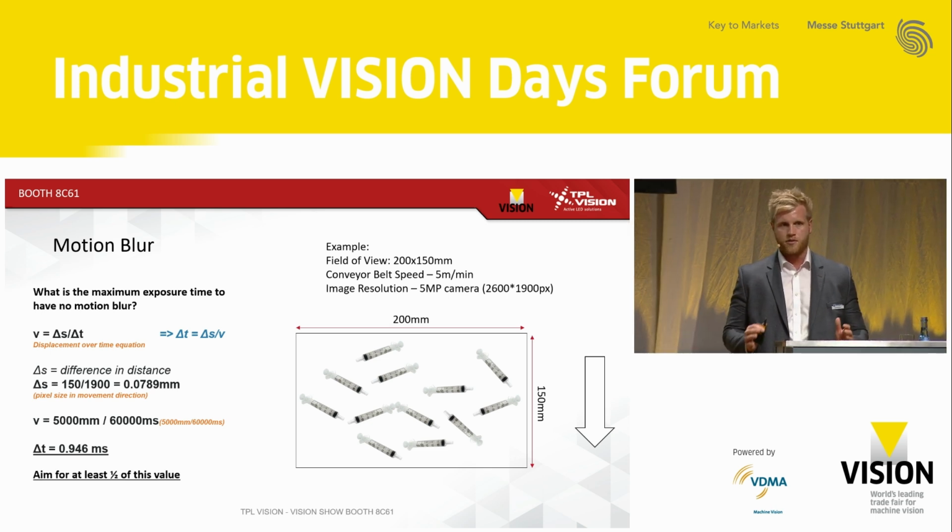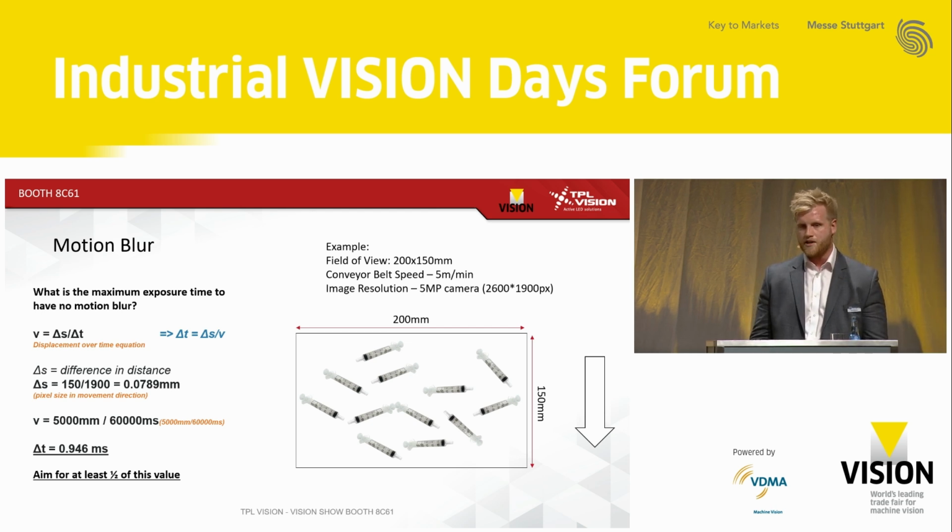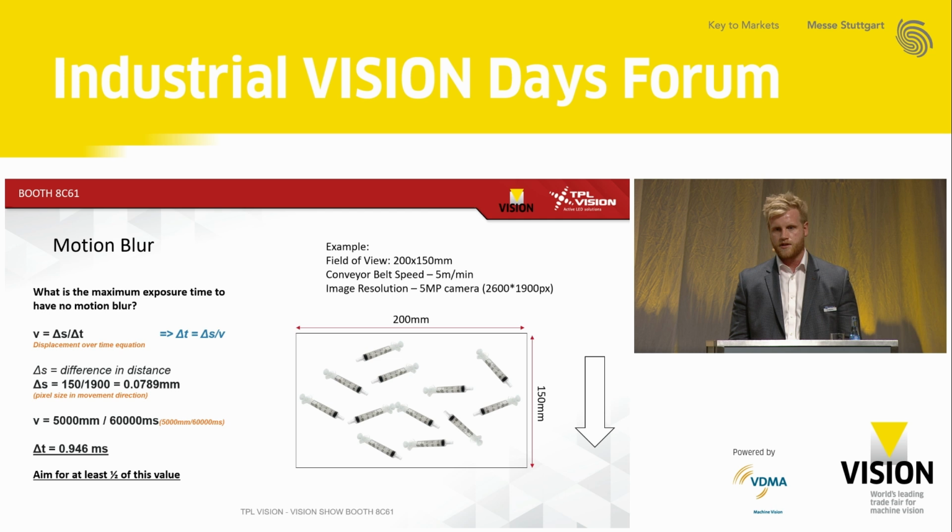Now, to make sure you don't have any motion blur, you want to aim for at least half this value, probably a third of this value, and then when you come to do your testing with your lighting, this is your target. You would do your testing with your lighting at those exposure times, and you would likely strobe the light and increase the brightness by using overdrive.